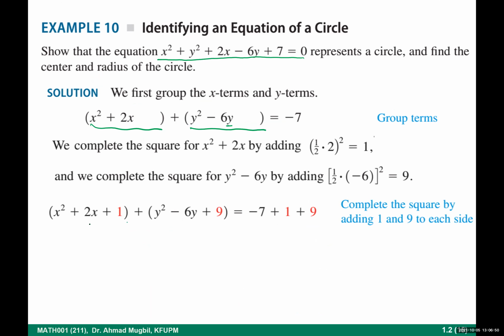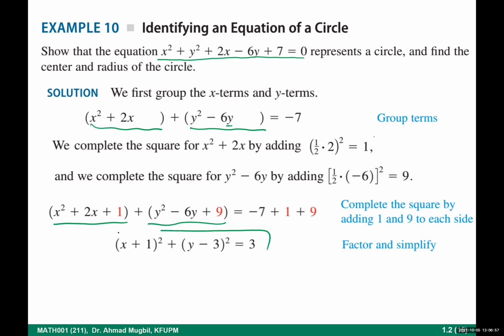Now what you have here is a perfect square, which is x plus 1 all squared, plus y minus 3 all squared. This is now the standard form. From here, you can know what the center and radius are, by comparing it with the standard form.